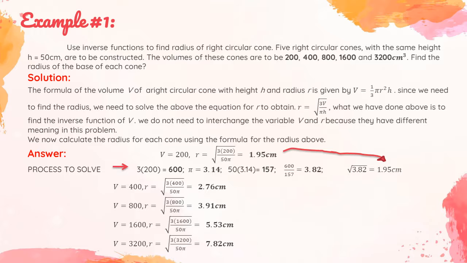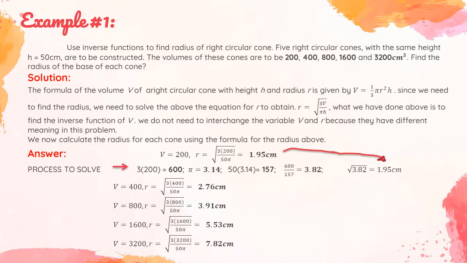V is equal to 200, r equals square root of 3 times 200 over 50 pi is equal to 1.95 centimeters. So, ma'am, paano po ba nangyari at paano po ba naging ganyan yung sagot? So, ganito po yan, class. 3 times 200, ang sagot po ay 600. Then, yung value po ng ating pi, using calculator or using scientific calculator, it is 3.14.